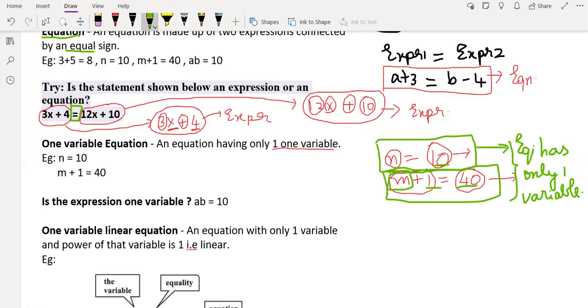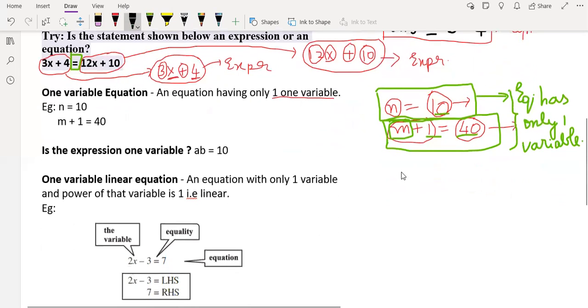Right? Okay, so you might ask, can you give me an example of an equation having two variables or three variables or four variables? How does it look? You might have a doubt. For that, I shall shortly give you an example.